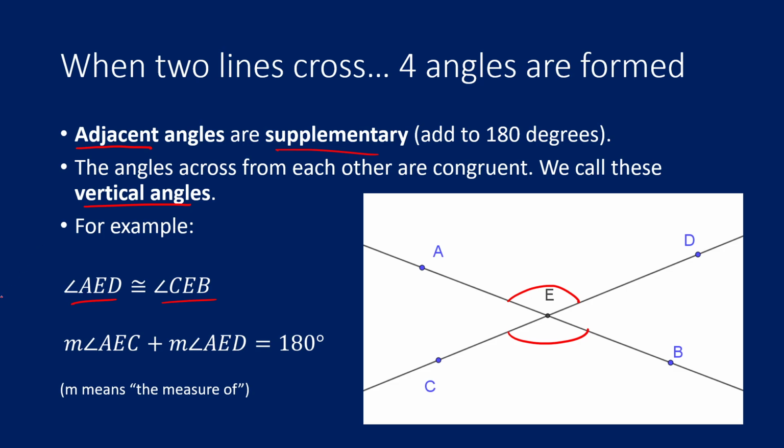Oh yes, and one other thing is when you write the little m in front of the angle symbol, it means finding the measure of that angle. So the measure of AEC should be this one, and the measure of AED, we don't know what each individual angle is, but we know that they must add to 180.